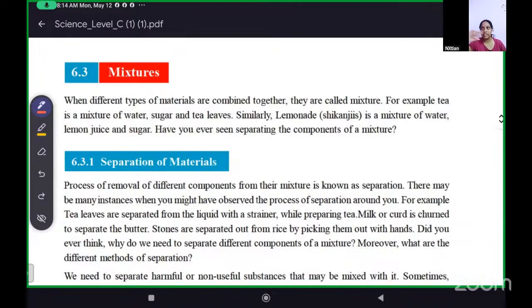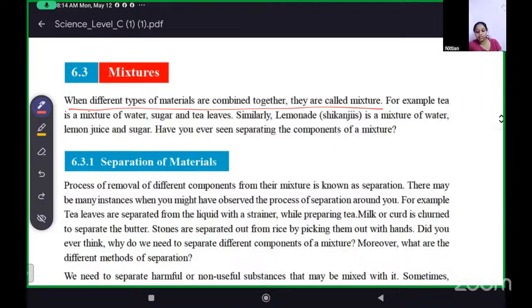Now, tea is what? Tea is a mixture. Why? Because it's made after mixing all of these components. All of these things, when we mix them together, we make tea. So, tea is known as a mixture. When different types of materials are combined together, they are called a mixture.